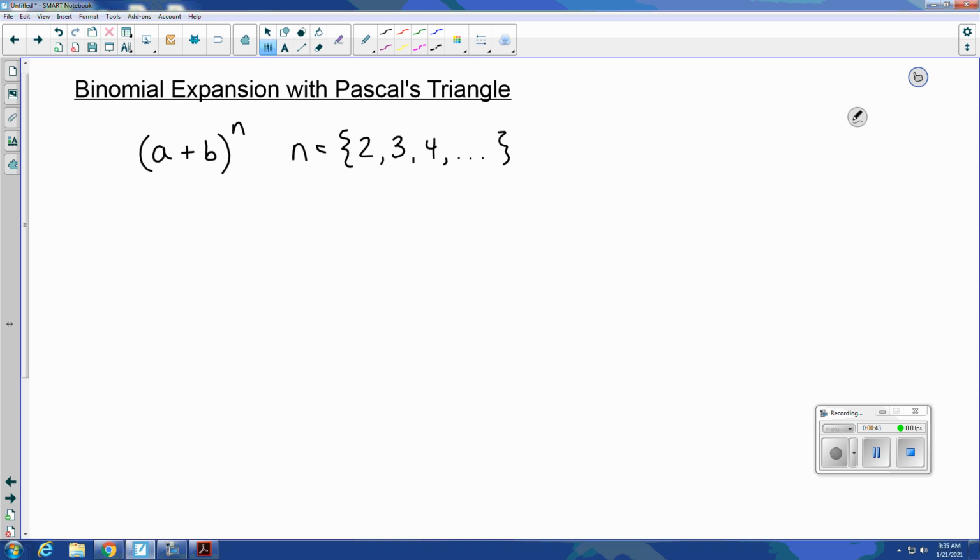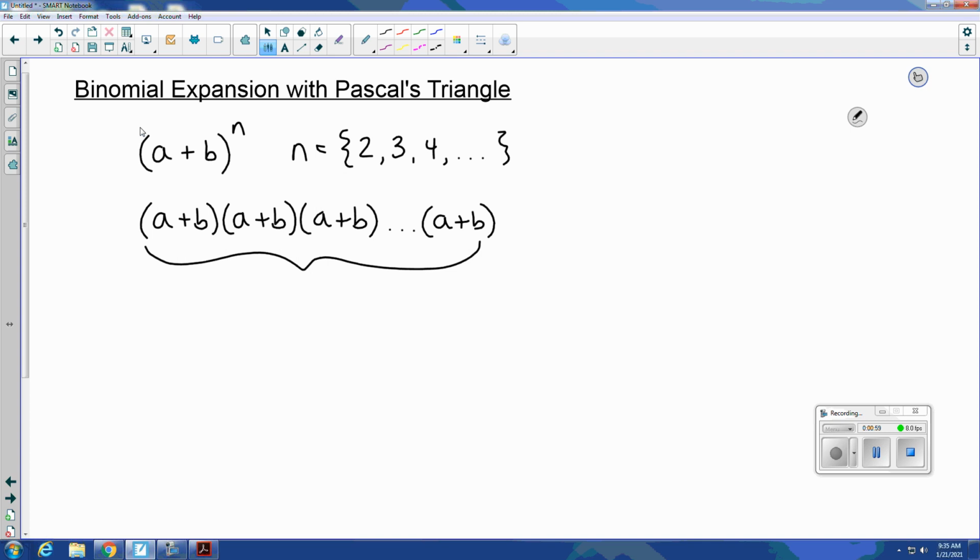And what do I mean by the expansion? Well, whatever the exponent value is, that's going to tell us how many times we have to multiply this binomial together. And given an n value large enough, you can see that multiplying these things over and over and over again can be rather time-consuming, inefficient, and there's a lot of room for error there. So is there a more efficient method? And the answer is yes.